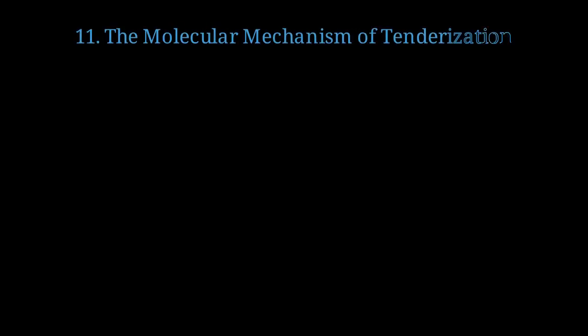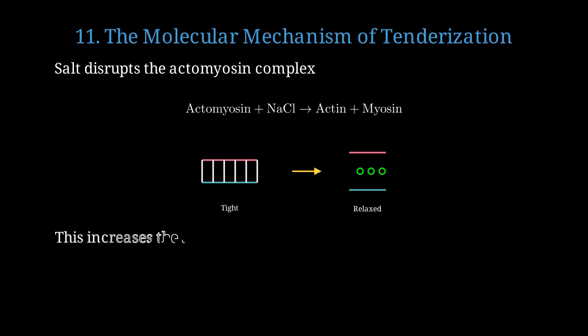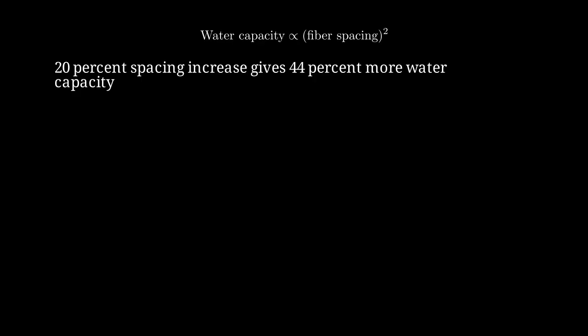Let's dive deeper into exactly how salt makes meat tender at the molecular level. Salt ions wedge themselves into the actomyosin complex, the tight bond between actin and myosin proteins. The salt breaks actomyosin apart into separate actin and myosin proteins. The tightly bound actomyosin cross-bridges separate, allowing the muscle fibers to relax and hold more water between them. This separation increases the spacing between protein filaments by 10 to 20%. Water holding capacity increases roughly with the square of the fiber spacing. So a 20% increase in spacing translates to about 44% more water holding capacity.